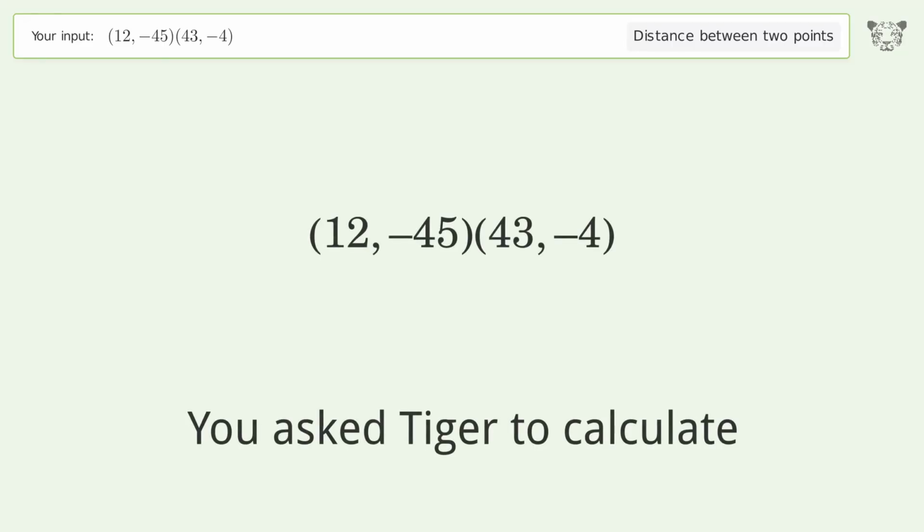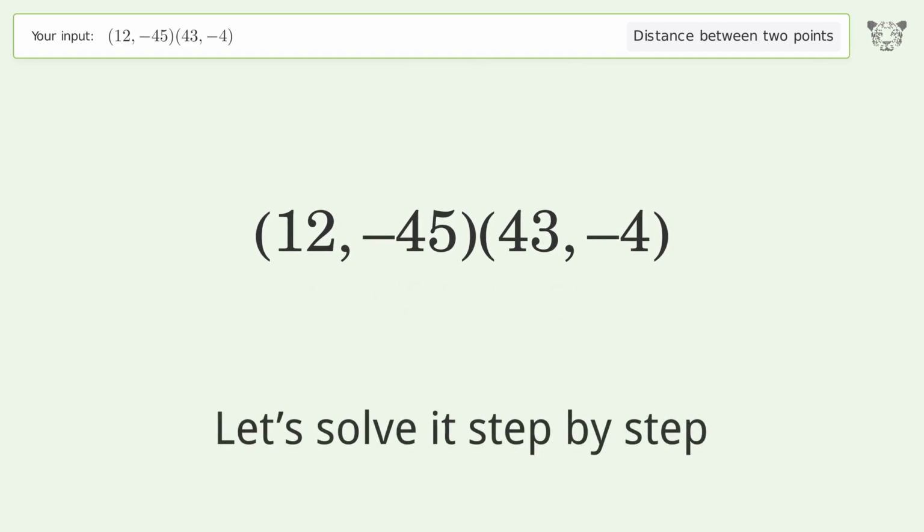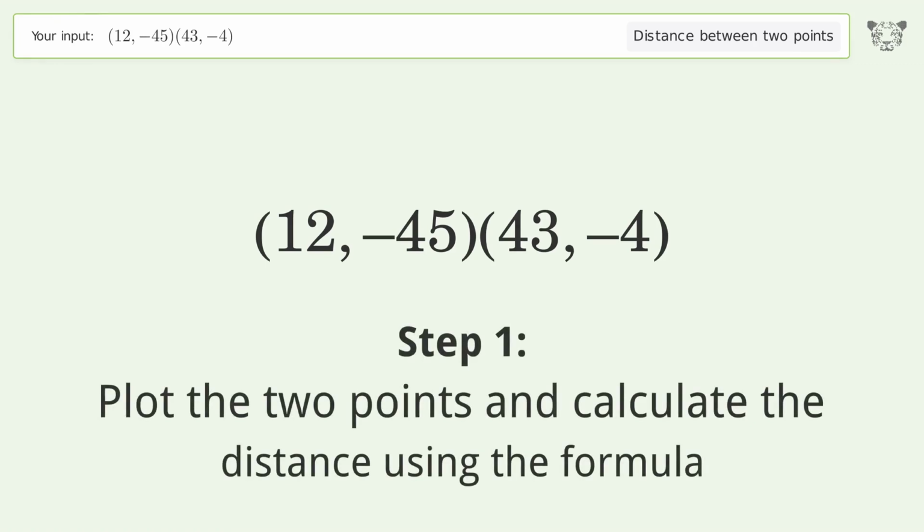You ask Tiger to calculate the distance between 2 points. The distance between the 2 points is the square root of 2642, or 51.4. Let's solve it step by step. Plot the 2 points and calculate the distance using the formula.